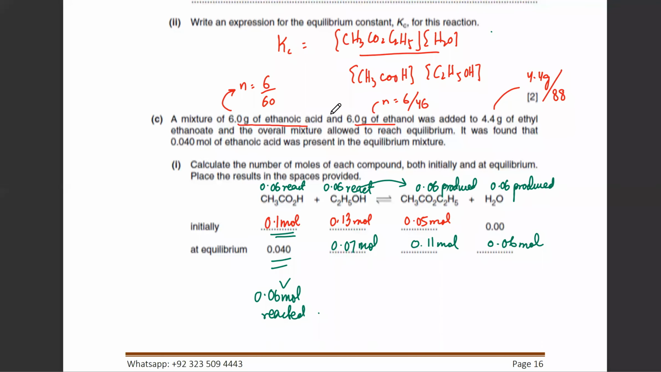So the whole question was that the initial amount of substance was given in grams, and you figured out the moles. You figured out that these are the initial moles that were added into the container. The moles of one of the substances at equilibrium was given, that was 0.04. That means 0.06 went missing. That means 0.06 reacted, and we figured out that it's not going to react alone. It's 1:1. So 0.06 of this would also react. And on the other side, 0.06 of this would be produced, 0.06 of this would be produced.